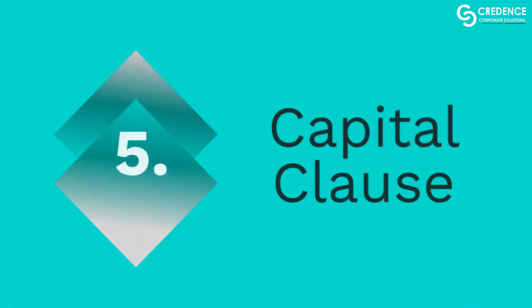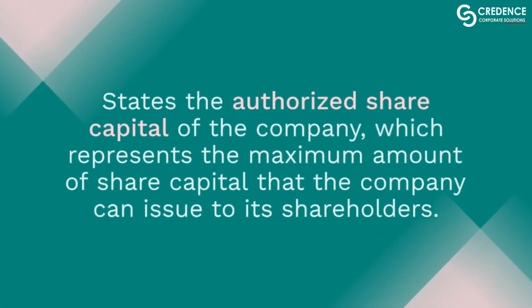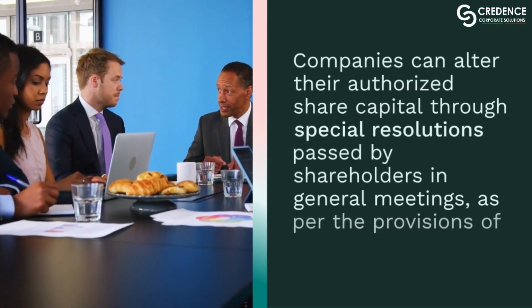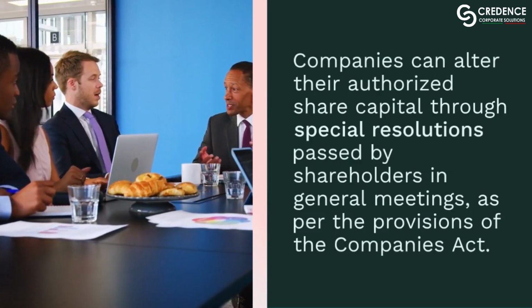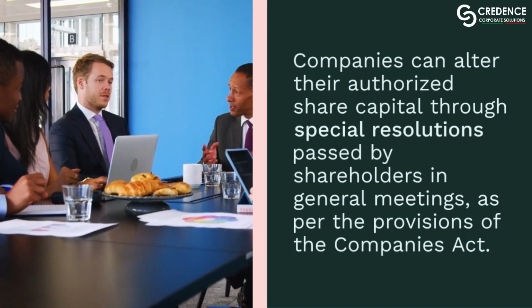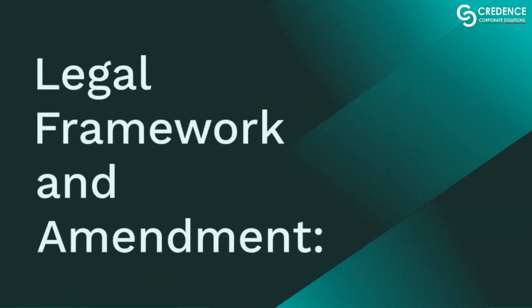5. Capital clause. States the authorized share capital of the company, which represents the maximum amount of share capital that the company can issue to its shareholders. Companies can alter their authorized share capital through special resolutions passed by shareholders in general meetings, as per the provisions of the Companies Act. Legal framework and amendment.